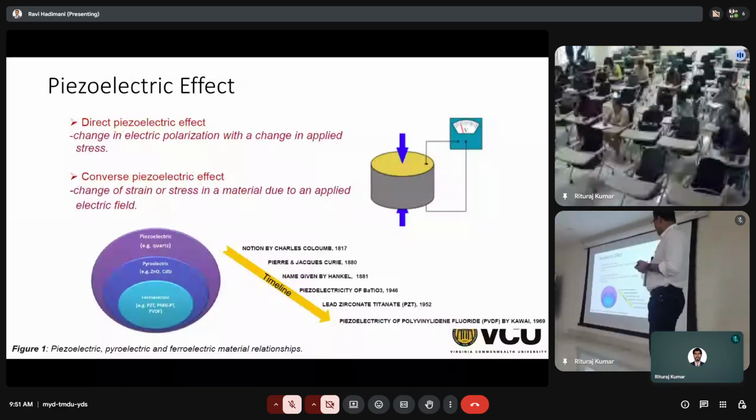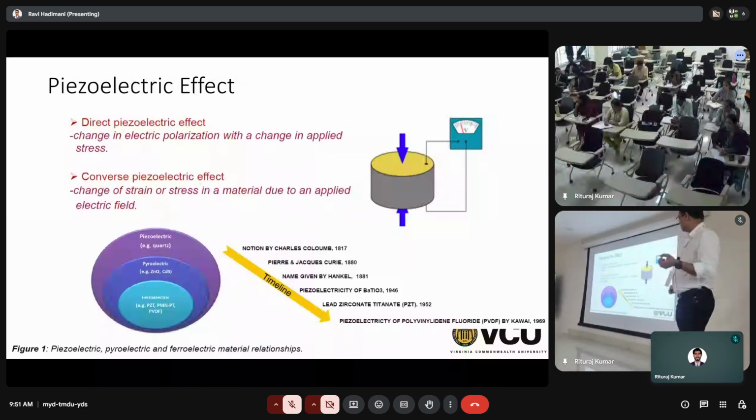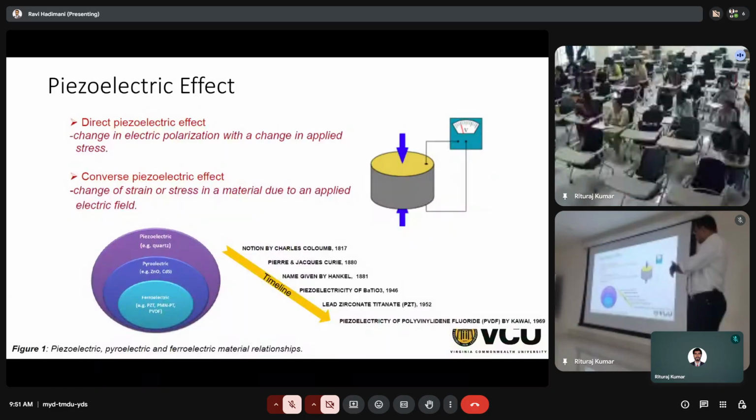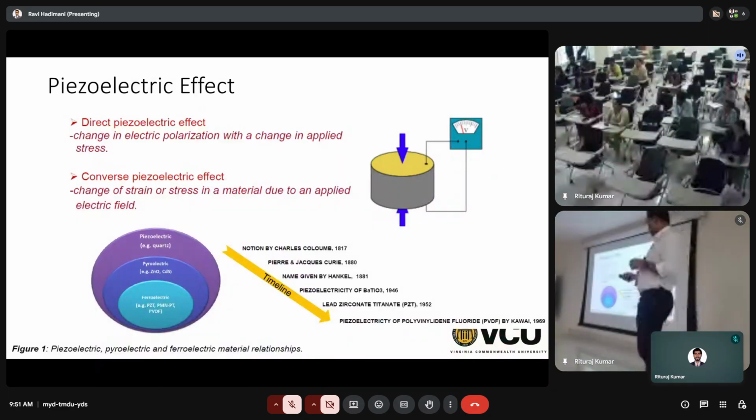Okay, and then in 1969 came the piezoelectric effect in polymers. Now, PZT is a ceramic, very hard to work with. The polymers are easy to work with, they're flexible. So this opened up other types of applications. Okay, so this is a rough introduction to the piezoelectric effect and piezoelectric materials.